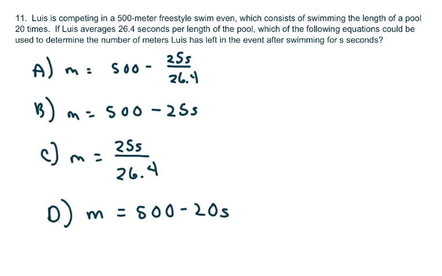Luis is competing in a 500-meter freestyle swim event, which consists of swimming the length of the pool 20 times. If the average is 26.4 seconds per length of the pool, which of the following equations could be used to determine the number of meters Luis has left in the event after swimming for S seconds?